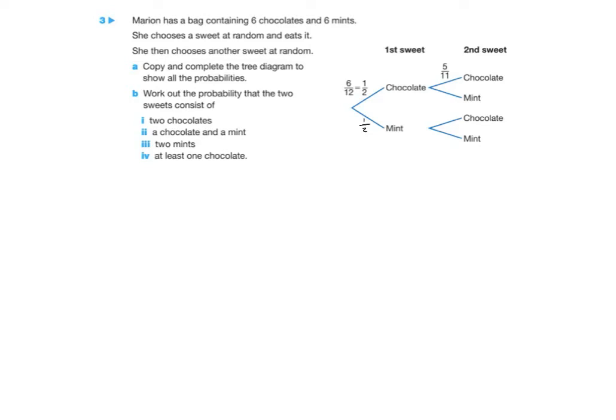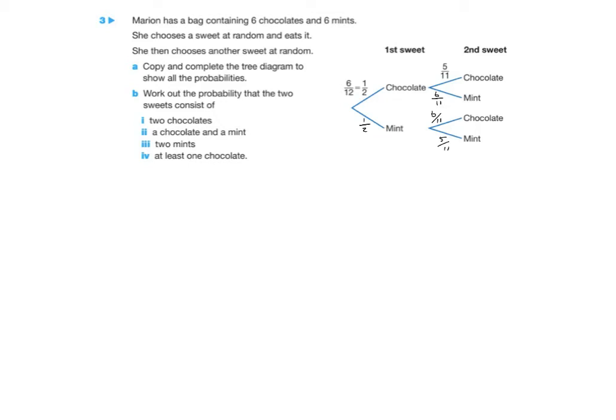Mint, well, there's still 6 mints left, and there's 11 total sweets. And down here, if I choose a mint first, there's still 6 chocolates, so 6 out of 11, but there's only 5 mints. And that also correlates with what we were saying before, in that those two probabilities add up to 1. It's very important to also notice that it's not all of these probabilities that add up to 1. It's only the ones which are connected to one branch. So those 2 add up to 1. Those 2 add up to 1.